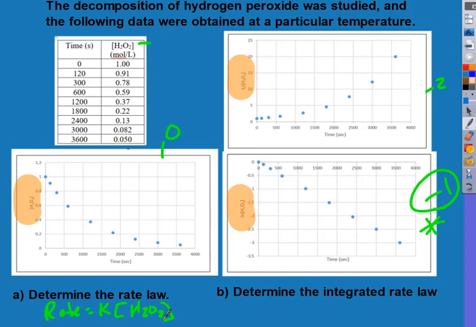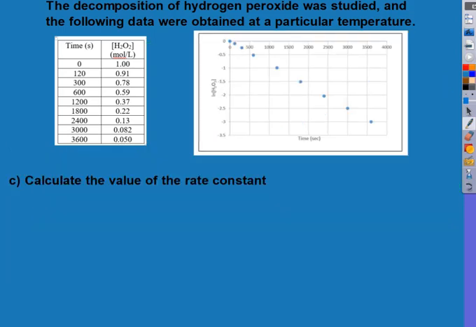Integrated rate law, because it's first order, is going to be ln of concentration, which is H2O2. So plug in what it actually is, equals negative KT plus ln of initial concentration. From the data and my graph, I can find the value of the rate constant. Remember that slope is equal to negative k.